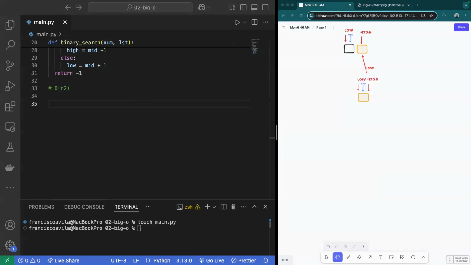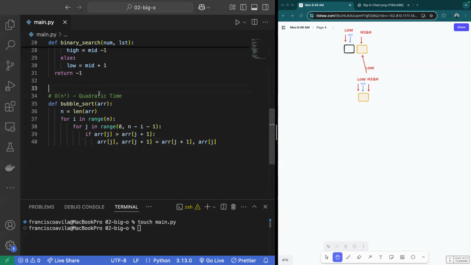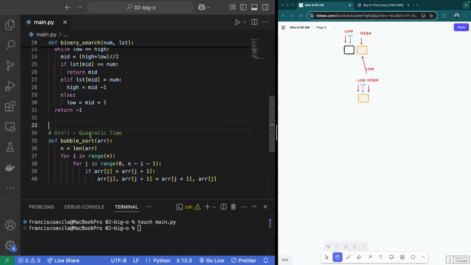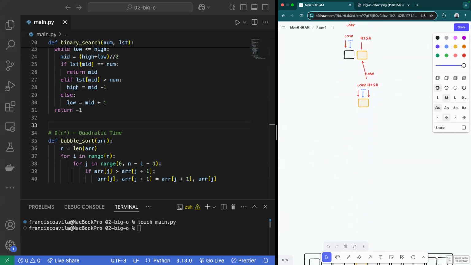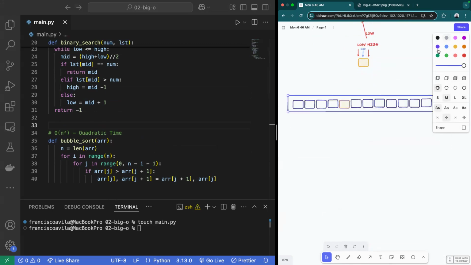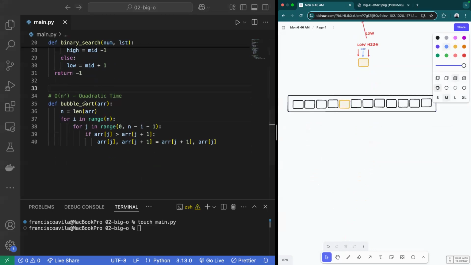For this O of n squared, what we have is the bubble sort function. Now, the way the bubble sort function works is it takes in a list. Let me just grab this handy dandy list here. And its purpose is essentially to sort it. Now, how does it sort it? We have n, which is equal to the length of the list. For simplicity's sake, let me actually count it. 1, 2, 3, 4, 5, 6, 7, 8, 9, 10, 11, 12. All right, we have 12 inside of this algorithm.